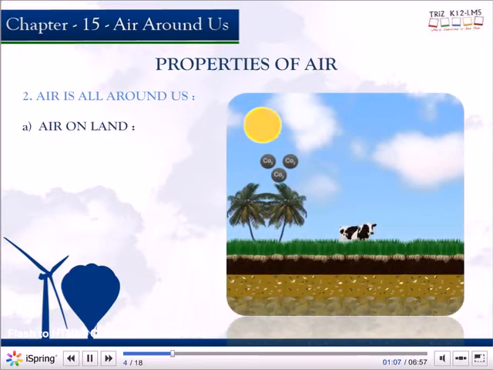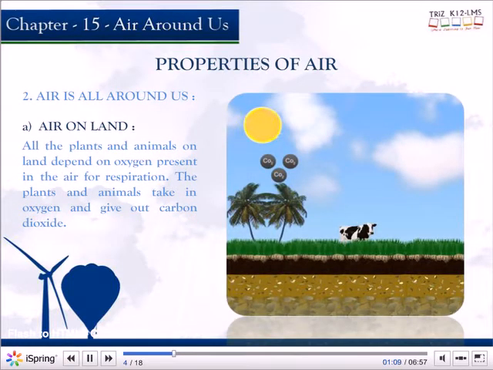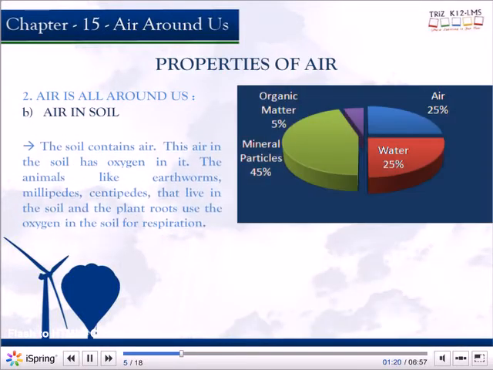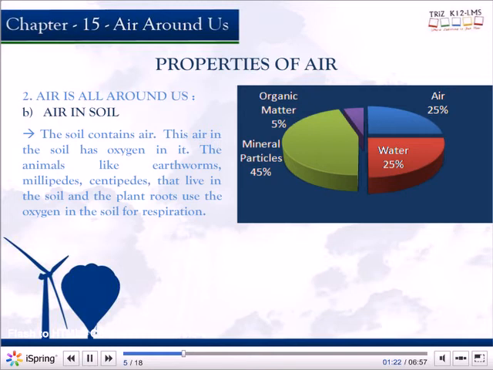Air on land. All the plants and animals on land depend on oxygen present in the air for respiration. The plants and animals take in oxygen and give out carbon dioxide. Air in soil. The soil contains air. The air in the soil has oxygen in it.